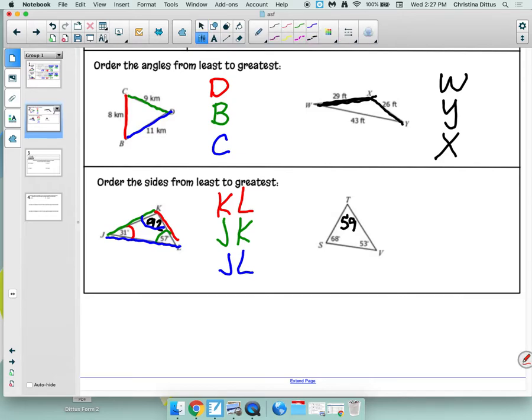53. The smallest number I have is 53, so the shortest side is ST. What's my medium? 59, so the medium side is SV. And the biggest? TV, 68.